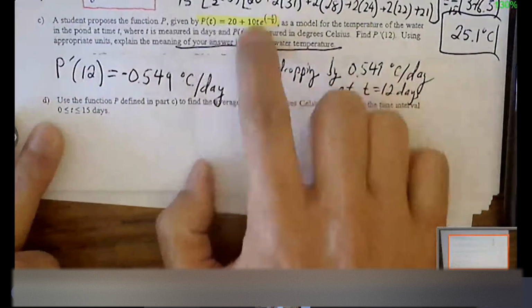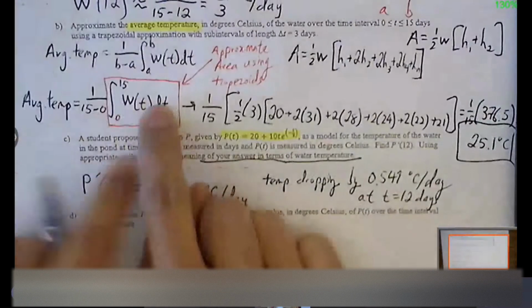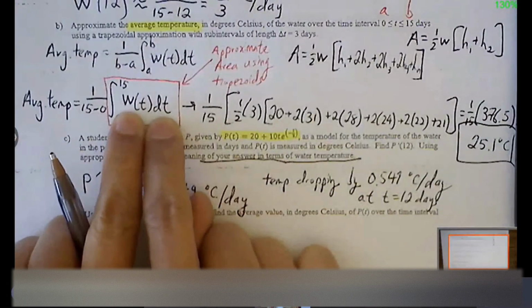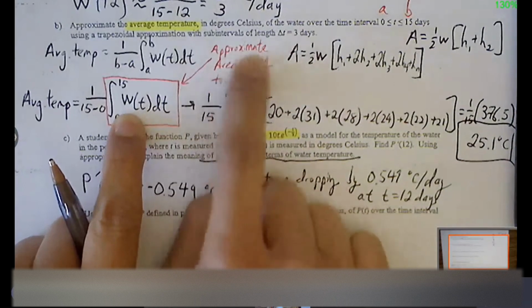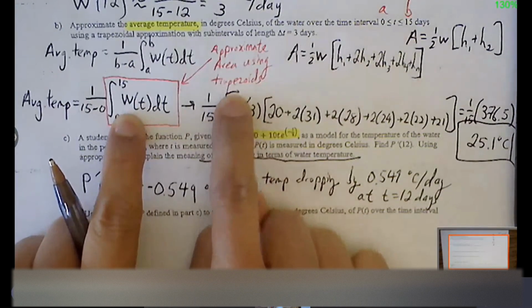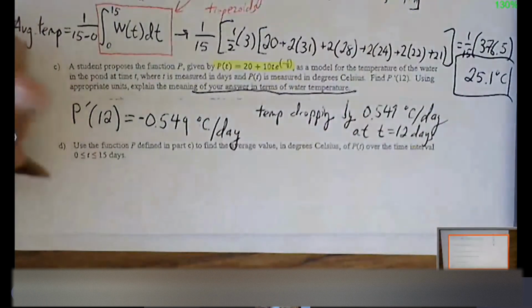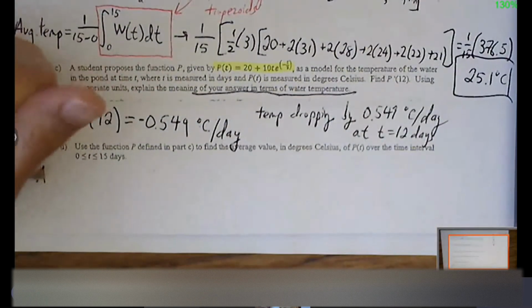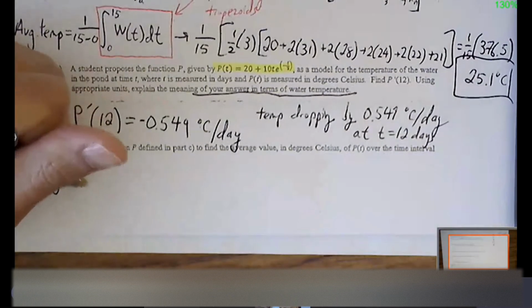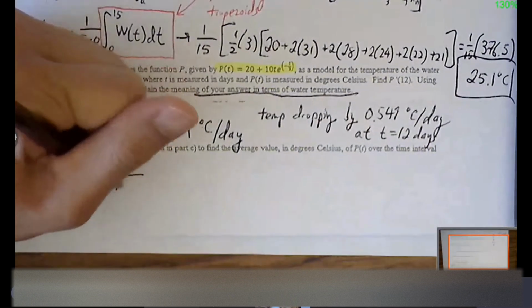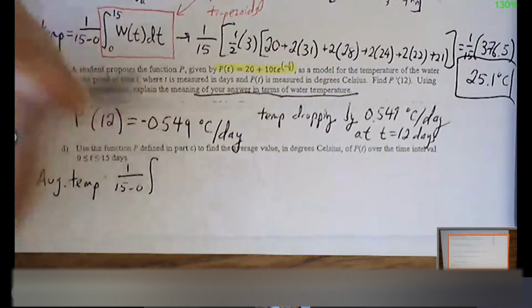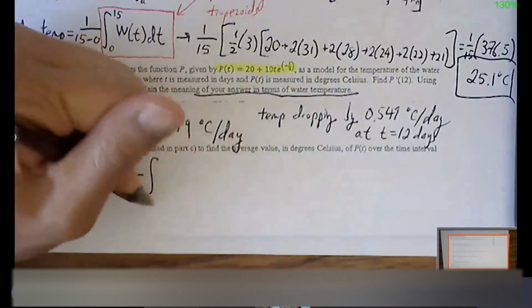Okay, part D, use the function defined from part C and use it to find average value. So we're kind of back to where we were with part B, but now we're going to be able to rely on exact integral rather than approximation using geometric shapes. We're after the same goal, but just calculus methods here. So average temperature, same formula, 1 over b minus a, but I have a special name for that function. It's P of t now.